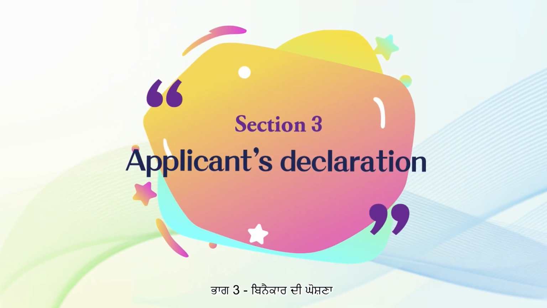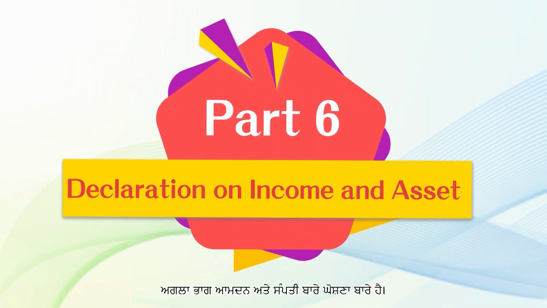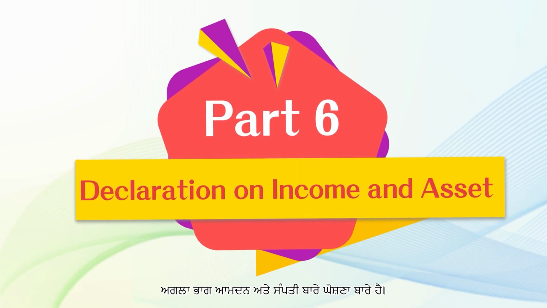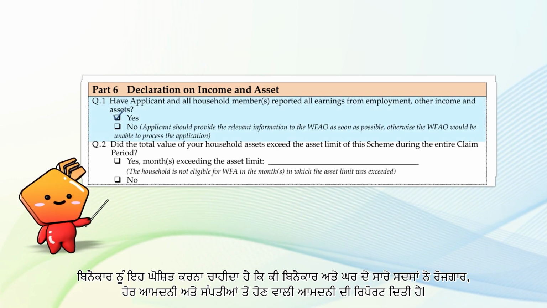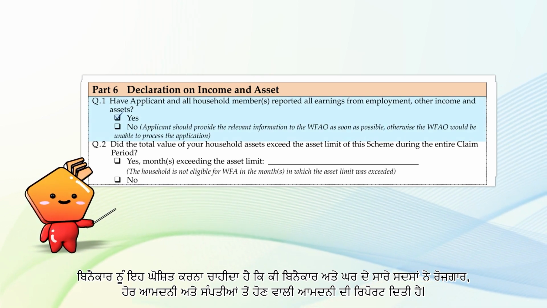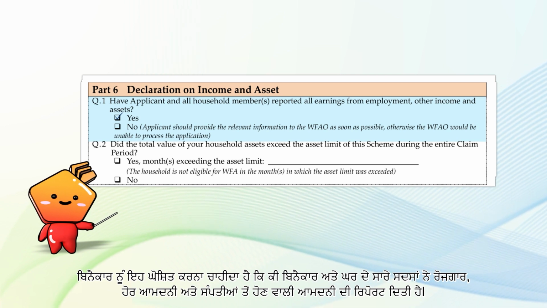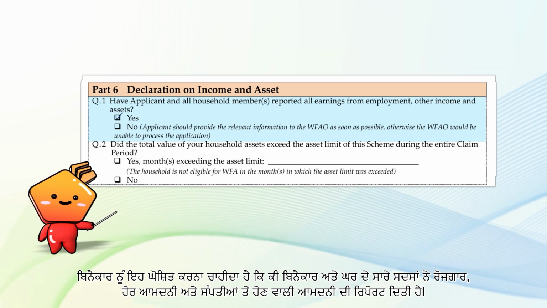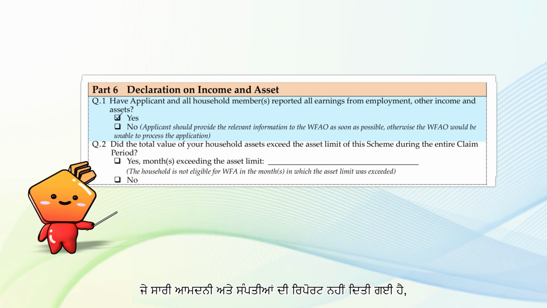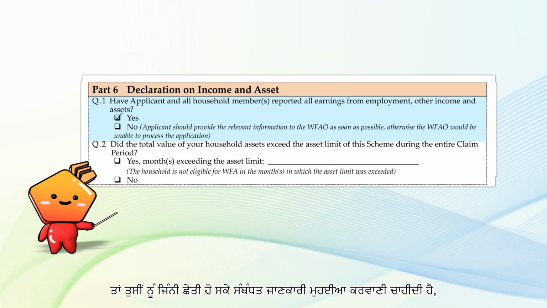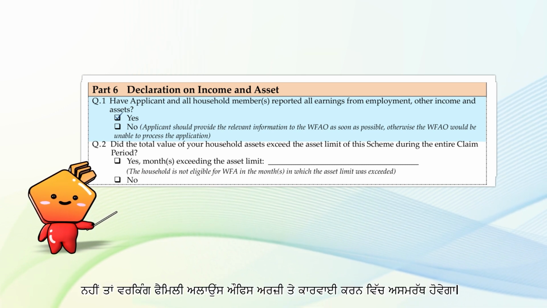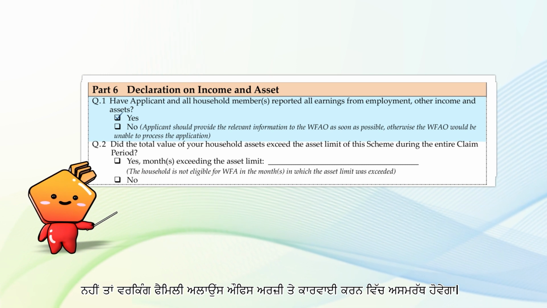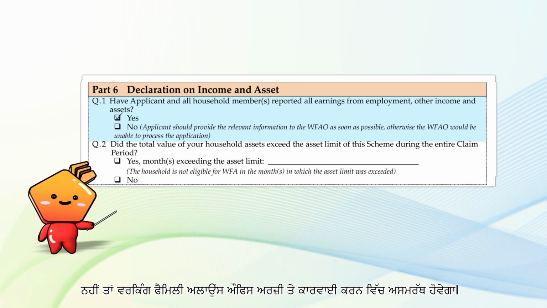Section 3. Applicant's Declaration. The next part is about declaration on income and asset. The applicant should declare whether the applicant and all household members have reported all income from employment, other income, and assets. If not all income and assets have been reported, you should provide the relevant information as soon as possible. Otherwise, the Working Family Allowance Office would be unable to process the application.